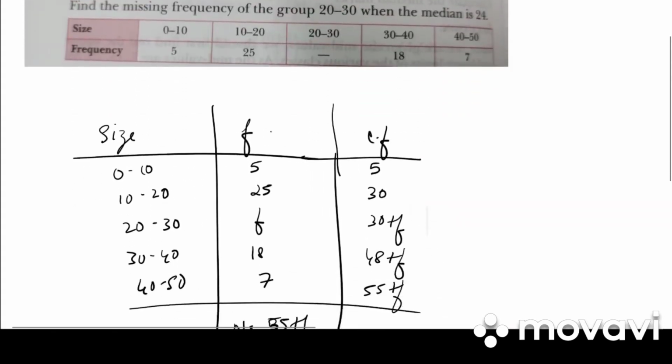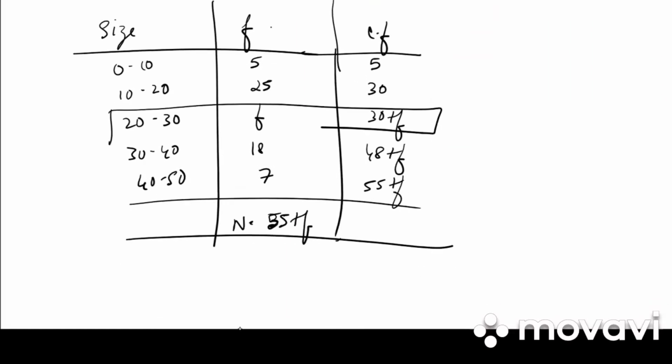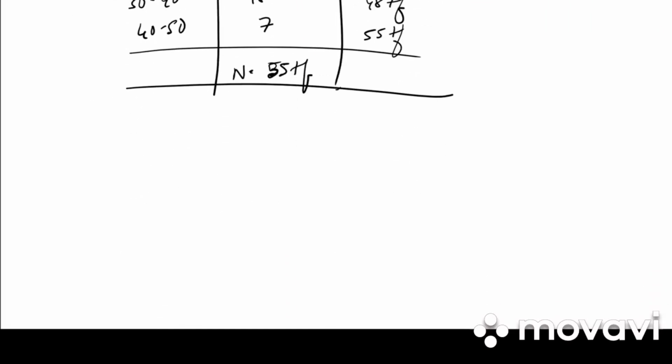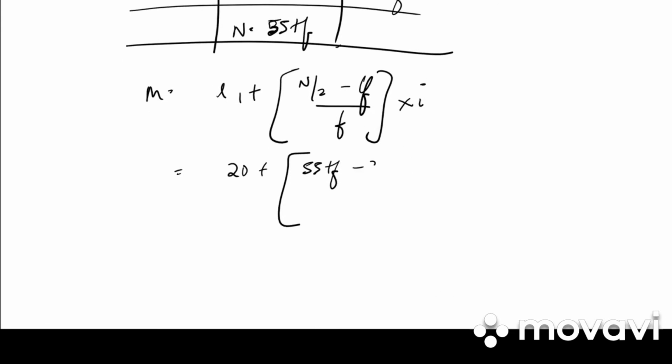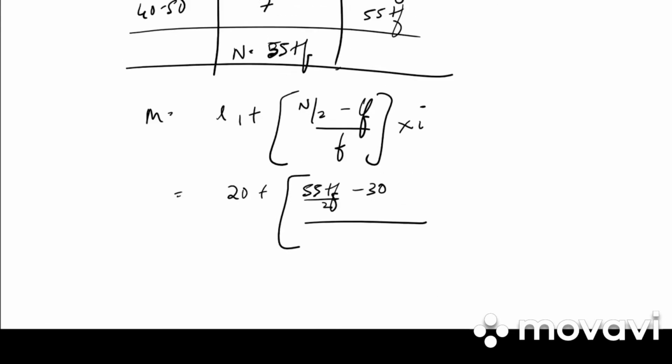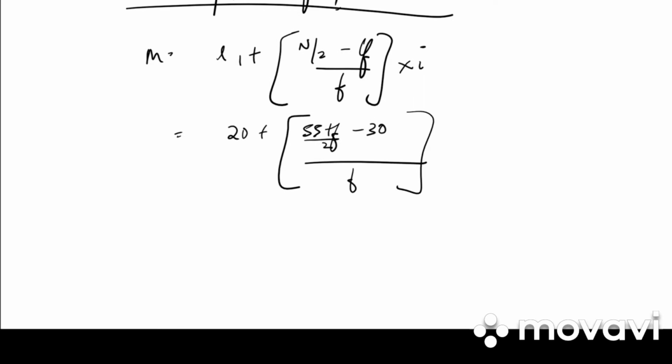So how much is median? Median is 24. So it lies in the class interval 20 to 30. So write down, since median 24 lies in the class 20 to 30, median class is 20 to 30. So what is the formula? L1 plus n by 2 minus Cf divided by f into i. 20 plus 55 plus f minus 30 divided by f into 10.